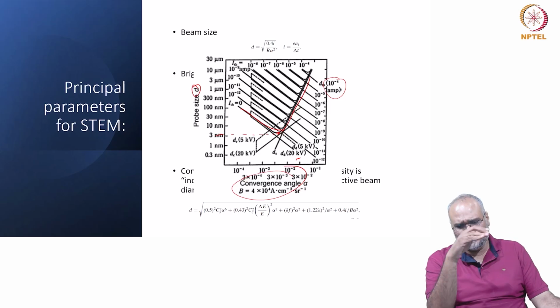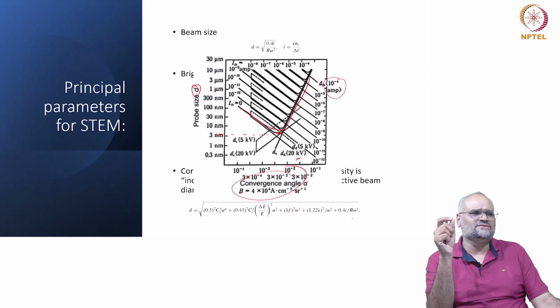So with all this, it is evident that STEM is a rastering technique. It critically depends on the kind of the source you are using. It also depends on how you are forming the probe, and the probe diameter is kind of controlling the resolution.